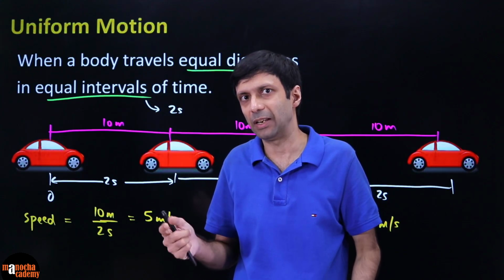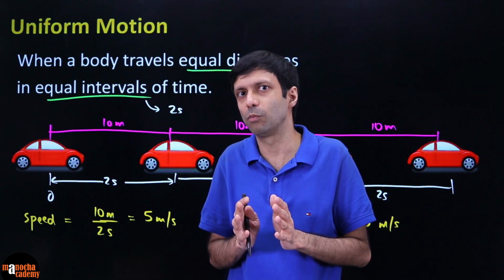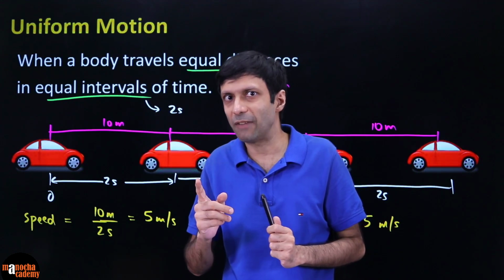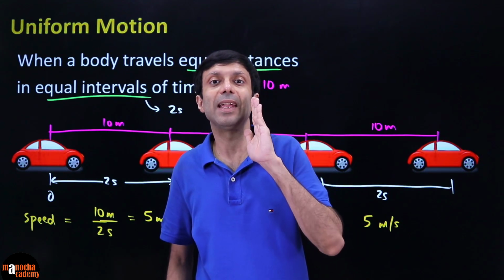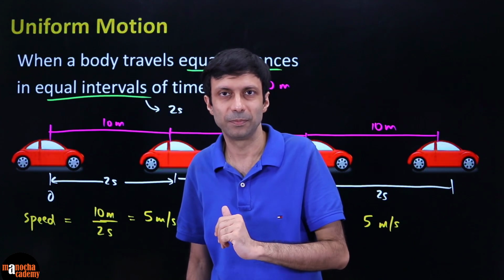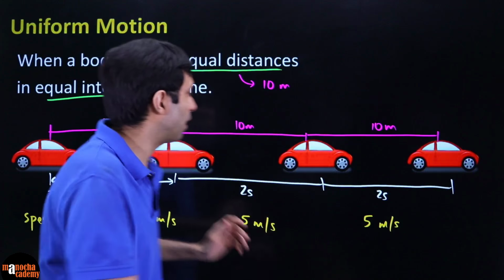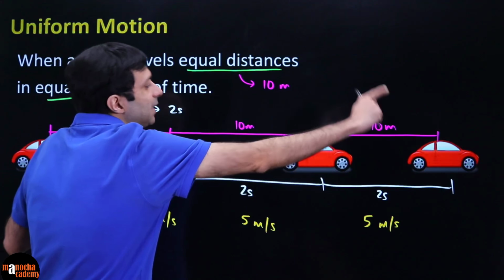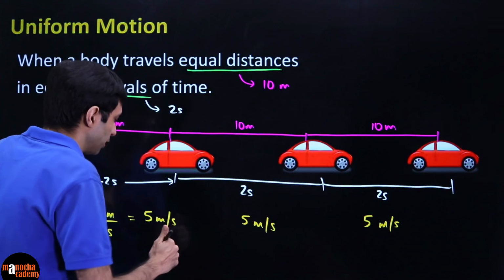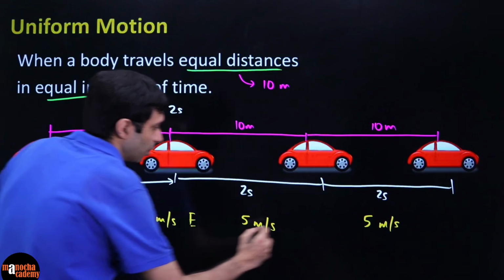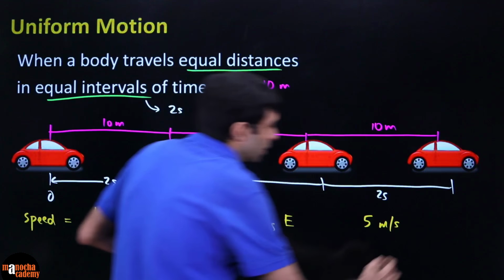But there is one more detail. Usually the strict definition of uniform motion is not only traveling at the same speed, but also traveling in the same direction. So let's say this car is going towards the east here. So 5 meters per second towards the east, towards the east, towards the east.